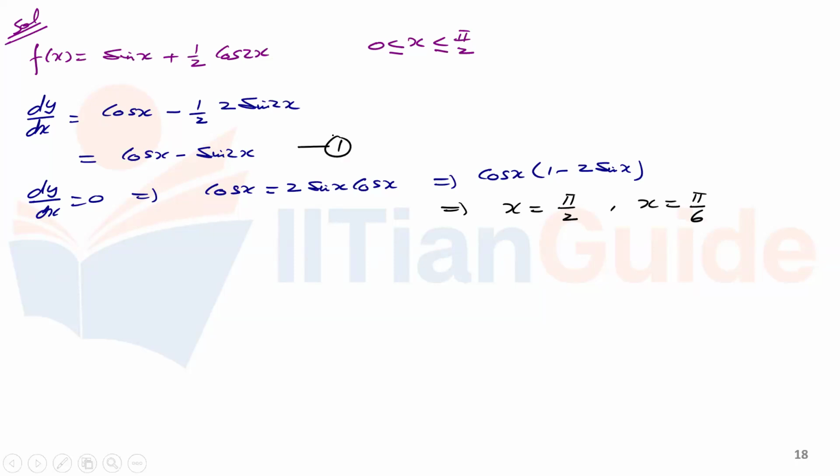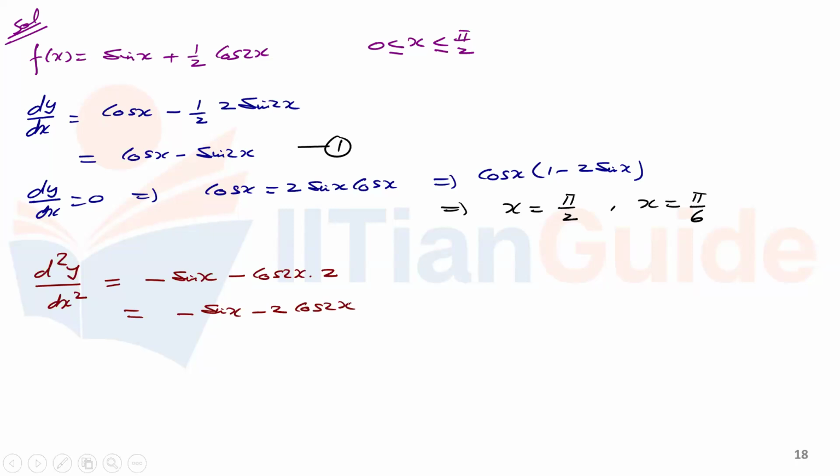I am going to do the second derivative. I will calculate the second derivative, del square y upon dx square. Okay. Cos x, if I differentiate, I am getting minus of sin x. Minus of sin 2x will give me minus of cos 2x, into 2 also. So I get minus sin x minus 2 times cos 2x.